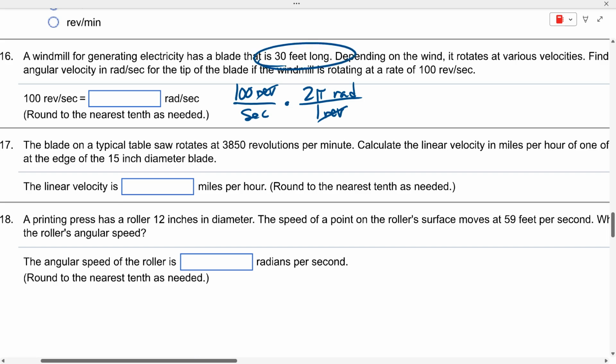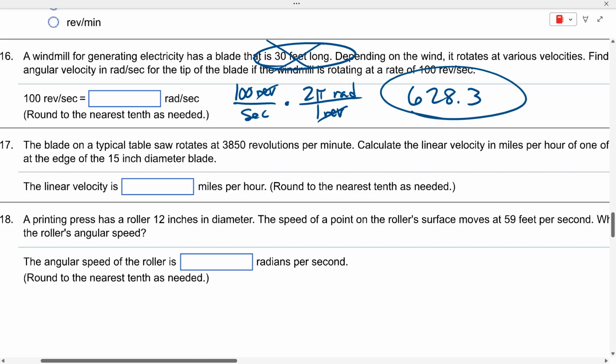Hey, I didn't use my 30 feet long. Shouldn't I have used that? Not with angular velocity. That's linear velocity. So you don't use the 30 feet long in this problem. So multiplying that out, 2 times 100 is 200. 200 times pi is 628.3 radians per second.